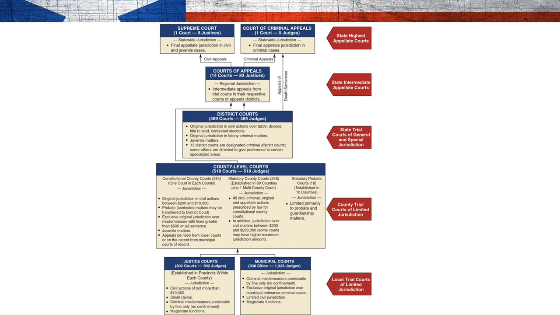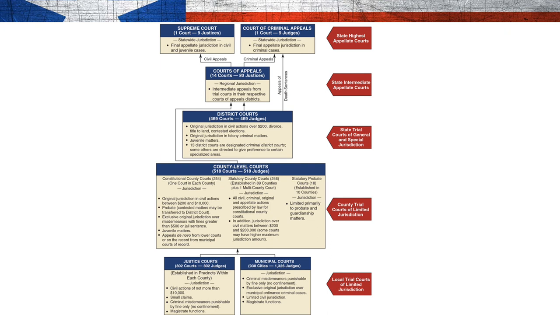Then if you are either at the county level court or a district court and you feel like you did not get a fair treatment from the court, then there can be an appeal to the Court of Appeals. The Court of Appeals, there are 14 different courts, 14 different appellate districts within Texas. So every part of Texas is within some appellate district, and there are 80 justices. They are the intermediate appellate court from the trials between the district court, the trial court, and the Supreme Court or Court of Criminal Appeals.